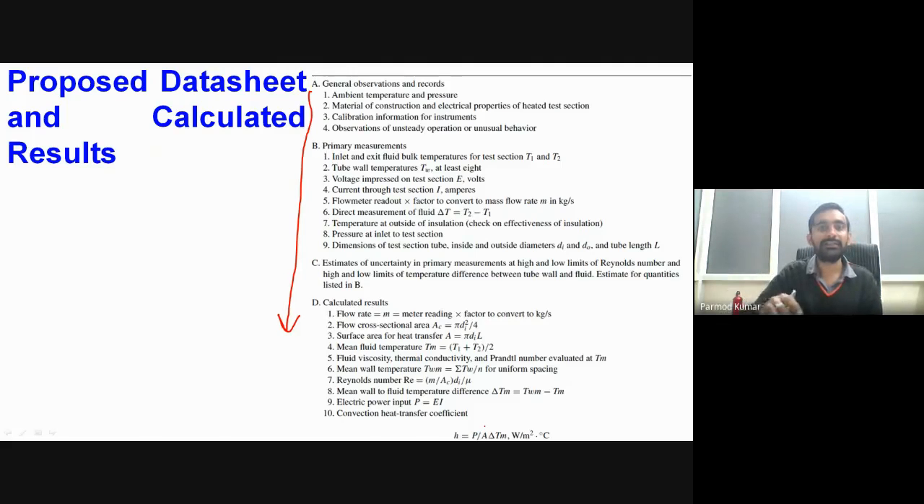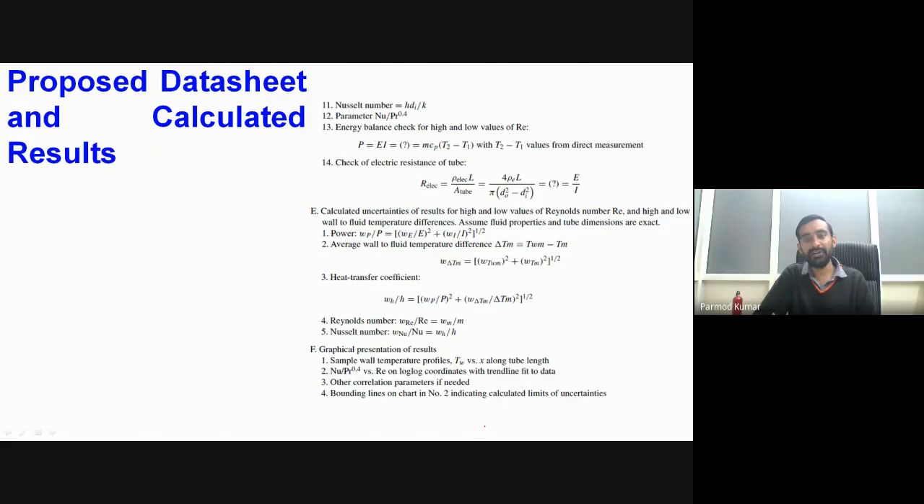Okay, so then what we have to do is check whether our experiments are correct or not. We can apply this particular check that E into I should be equal to m Cp into (T2 minus T1). Obviously, that will not be exactly matching, but it should be close enough to each other. Okay, so if we are having a significant difference between these two, then obviously we can ascertain that our experimental setup is not correct. Okay, and we have to improve it.